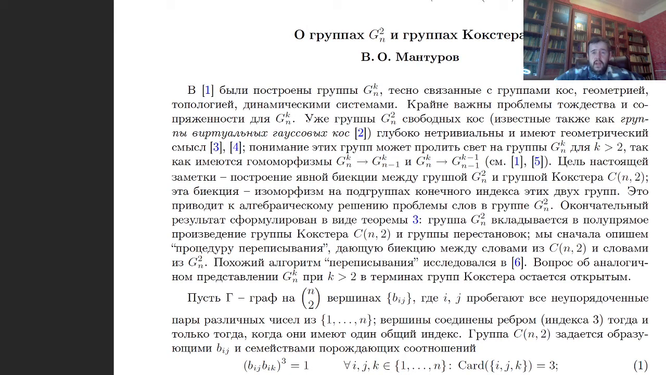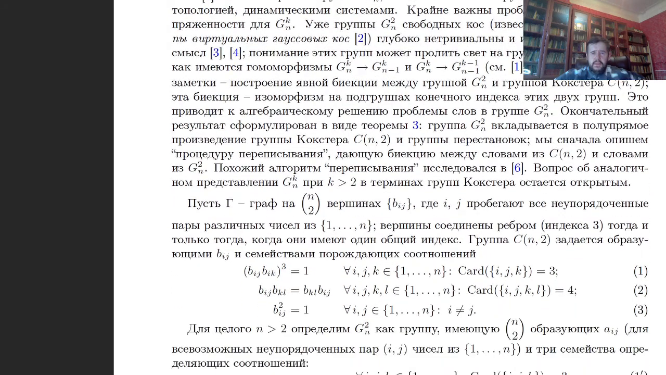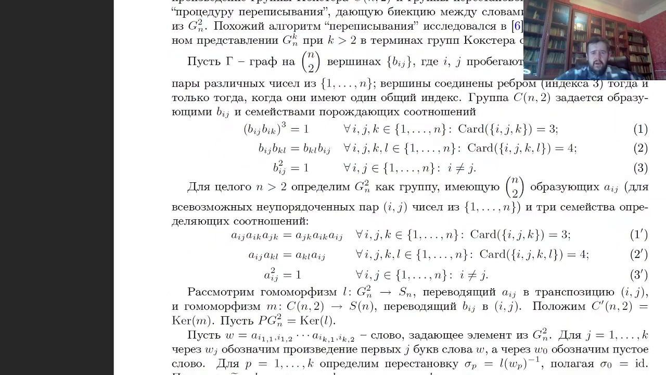So in Russian I will be showing my offprint from Russian Mathematical Surveys, and in English I will be showing my arXiv paper, because it has a bit more than the Russian one. Okay, so here it is, called On groups G_n^2 and Coxeter groups.